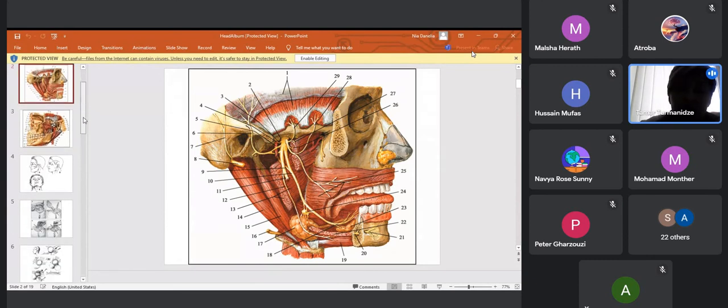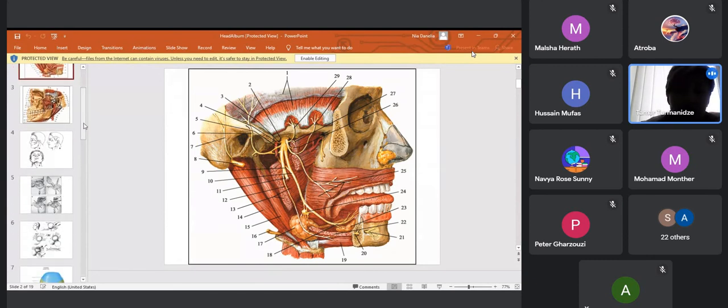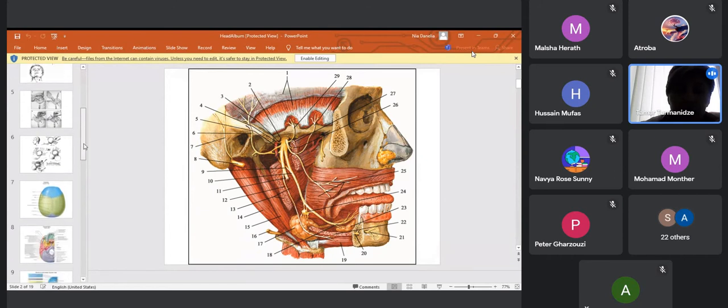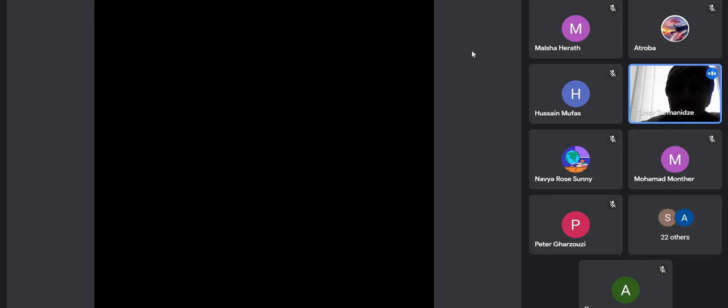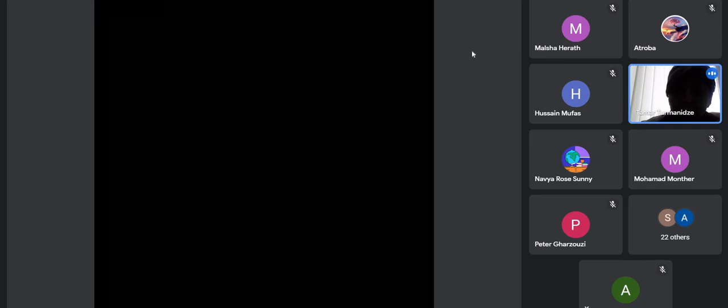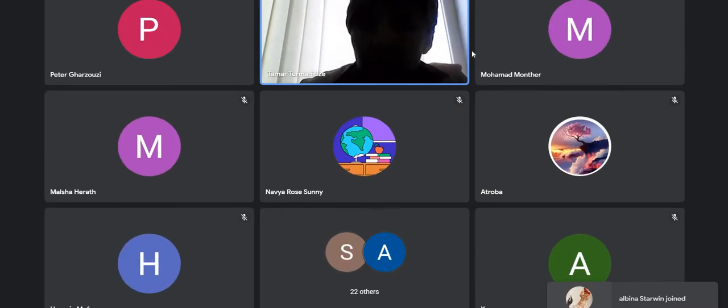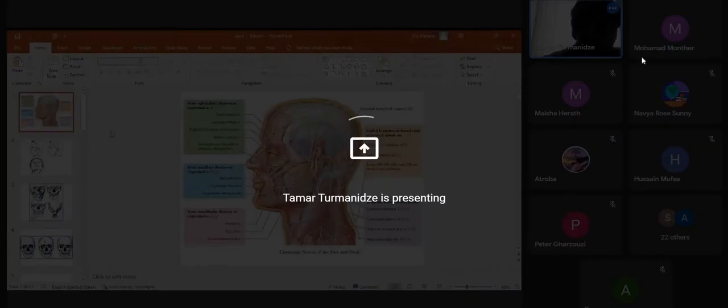Lower anterior part of the head consists of the facial part of the head. Yeah, one moment, I share now the new presentation. Pictures? Yes.